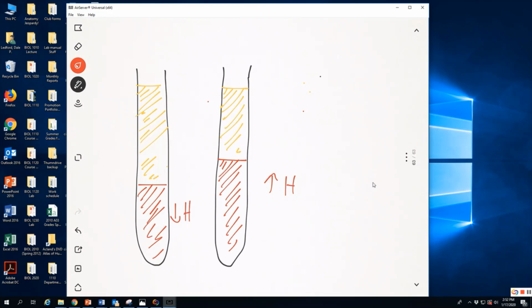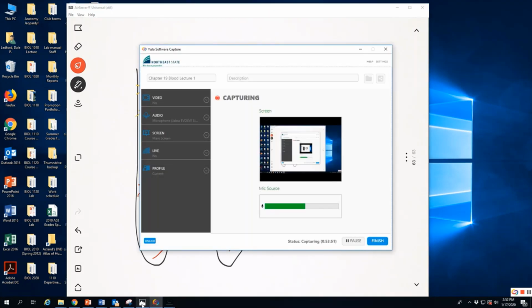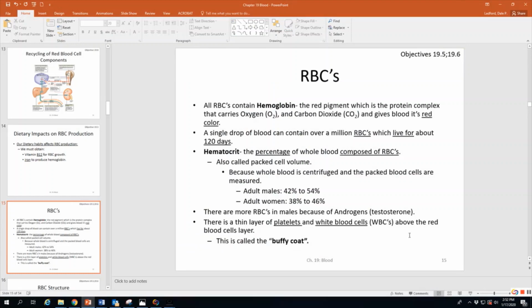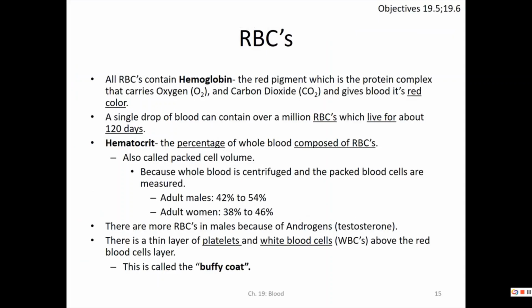Hematocrit is the percentage of whole blood composed of red blood cells. So if we took the same volume of blood out of a patient who was dehydrated, they would have a very high hematocrit. Okay, that's to see if you can understand it. I'm going to give you a little bit more of a clinical scenario there. Now remember, there is that buffy coat in the middle.